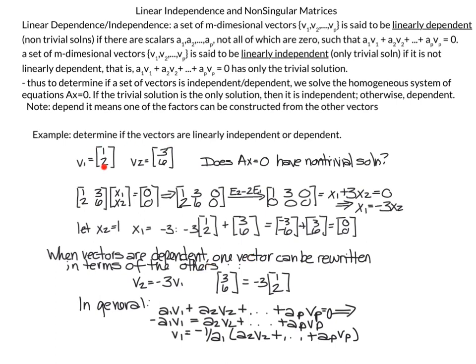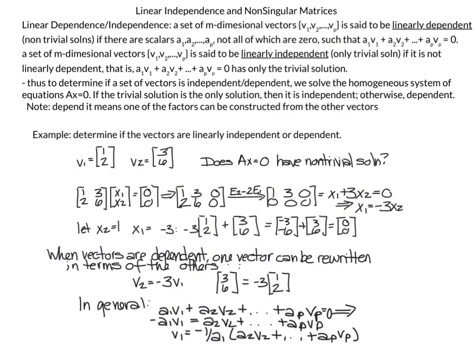So in terms of this example, we can see that v2 can be rewritten as negative 3v1. And in general, if the vectors are dependent, we can look at this equation, a1v1 plus a2v2 plus ... apvp, and not all of these a's are 0. Whichever ones are 0, we're going to throw those terms out.